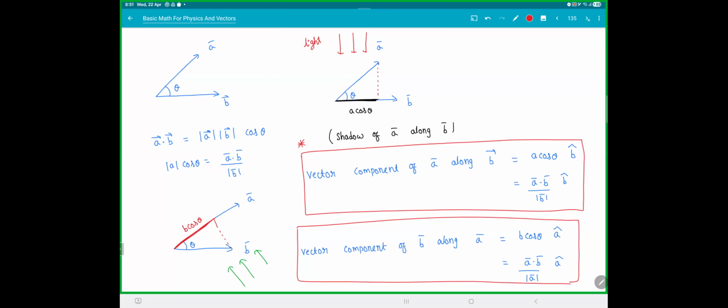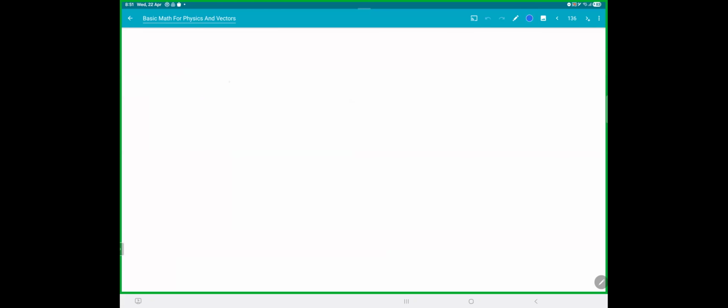Clear? Let me give you another example. For example, let's say we have a spring and we have a block. And let's say this angle is theta. So the question comes like this. What is the displacement of this spring? Or, how much will the spring stretch? If I move this block by x this way, how much will the spring stretch?